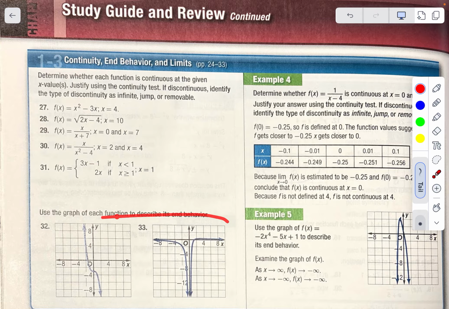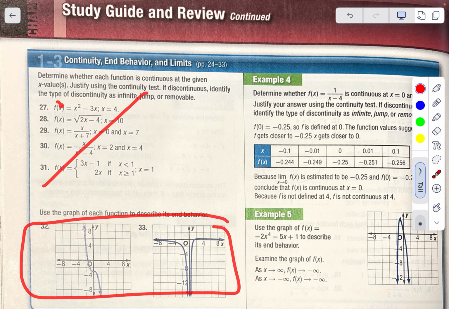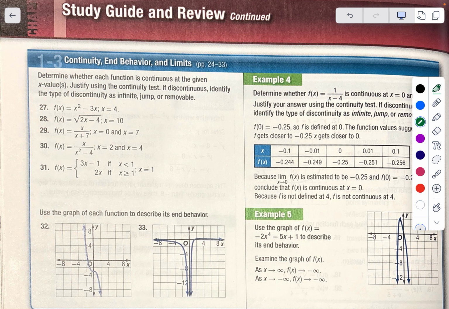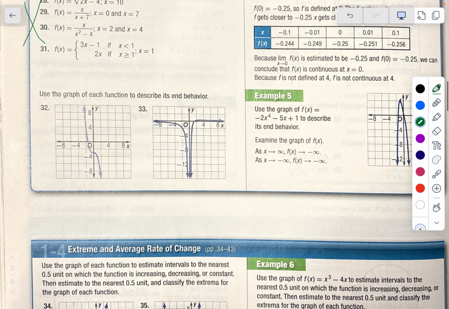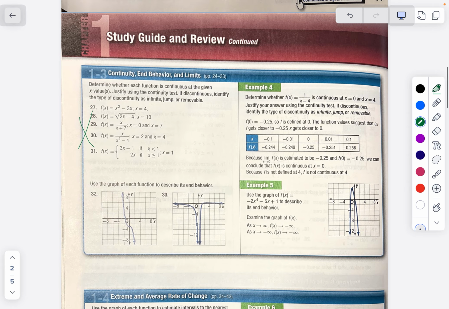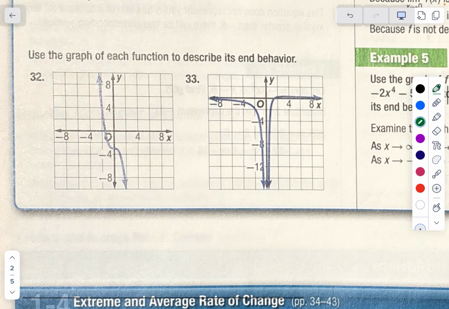Let's do 32 and 33. We're not going to do that for now. Maybe we'll do it another time. But from 1.3, I'm only concerned about finding the end behavior from a picture.